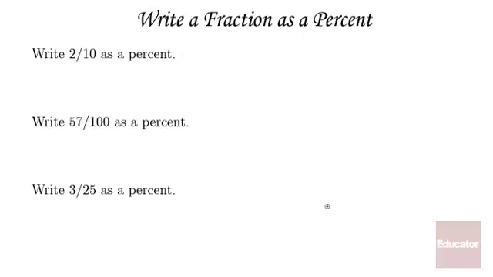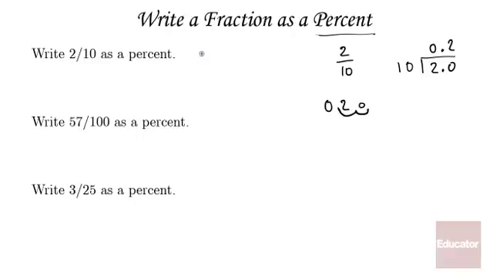Write 2 over 10 as a percent. So to make 2 over 10 as a percent, you're going to divide the numerator by the denominator. 10 doesn't go into 2, but it will go into 20 2 times. So your decimal is 0.2, and to change it to a percent, you move your decimal to the right 2 places, 1, 2. Fill in the 0. So your fraction, 2 over 10, is 20%. If you think about it, 2 over 10 can be simplified to 1/5. And what's 1/5 of a dollar? 20 cents, or 20% of the dollar.